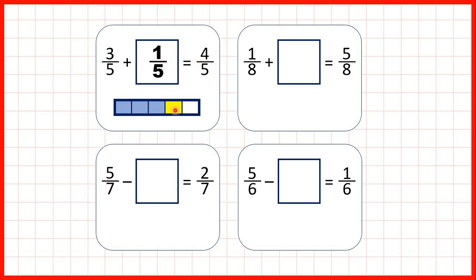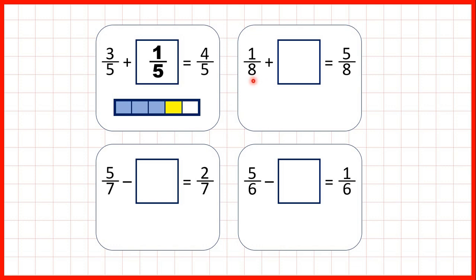1/5 of our fraction bar is yellow. And that makes sense, because whenever we have a missing number addition, we can use subtraction to find our missing number. So here, notice that 4/5, if we start with what's coloured in, take away 3/5, so take away what's coloured in blue, gives us our missing fraction, so gives us the 1/5 that we have in yellow.